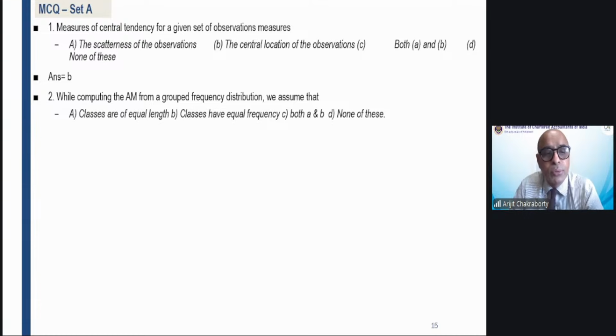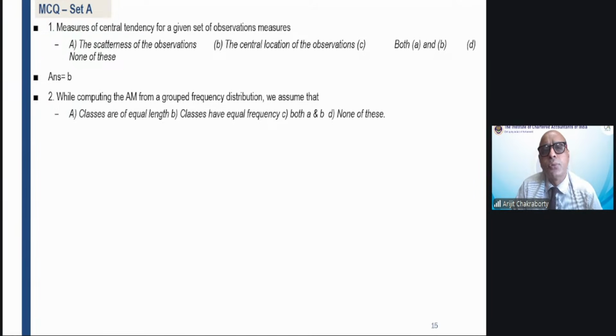Question number 2, while computing the arithmetic mean from a grouped frequency distribution, what do we need to assume? So dear students, in the earlier session and in the past few sessions, I have requested all the dear students on this platform to please focus not only on the numerical problems, but equally on the theory-based questions. So you can see many of the questions in set A, even if you look at the MTP, RTP and the past years' questions, you will find several questions which are based on theory.